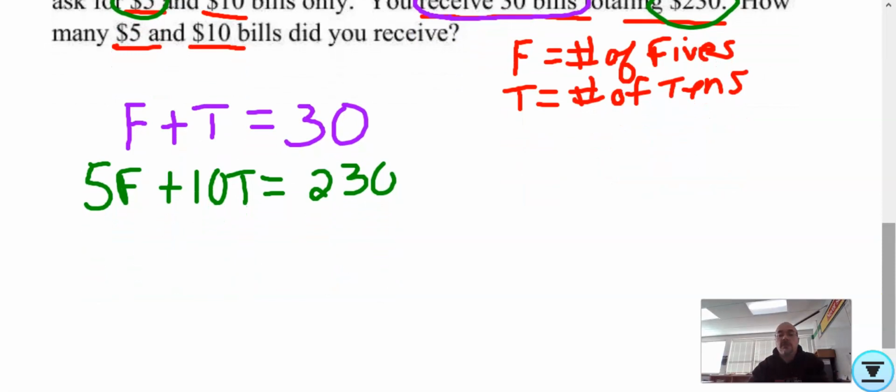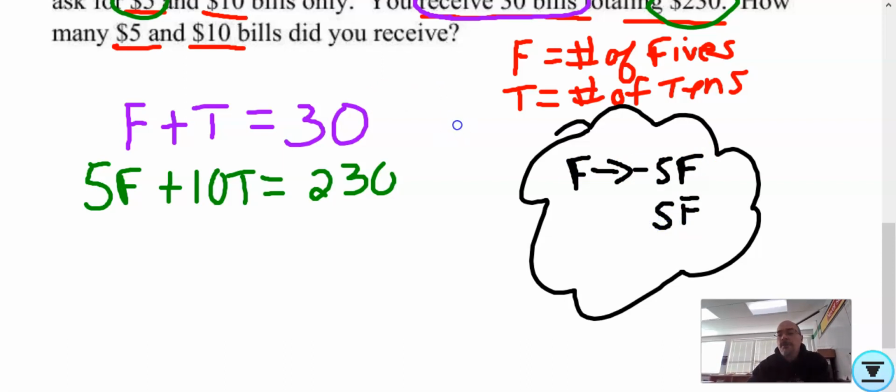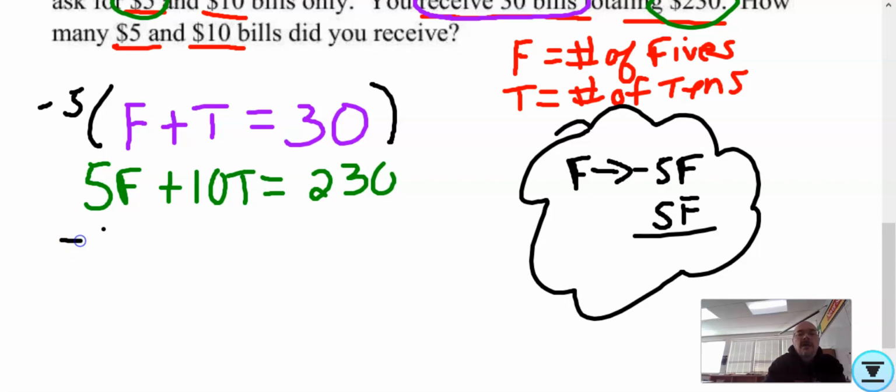But again, ladies and gentlemen, I notice I cannot just eliminate. So I think I'm going to do my little think cloud here. That's a horrible cloud, but whatever. I think I want to get rid of my 5s. I just like to work with positives, okay? So that means I need the F to turn into a negative 5F, because then I can eliminate it with the positive 5F underneath. So that means I'm going to have to multiply this by a negative 5. Okay, so I've got negative 5F minus 5T equals, let's see, 30 times negative 5.